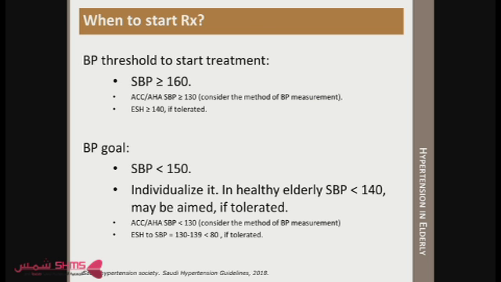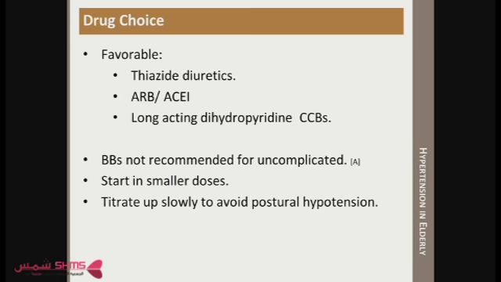The Saudi hypertension guidelines aim for less than 150. We may go to less than 140 if the patient is fit enough and is tolerating the lower levels. So we have to be very careful in that. Which medications am I going to use? It's maybe no different, other than that we have to take care not to start beta blockers in this age group unless the patient has some other indication for that.